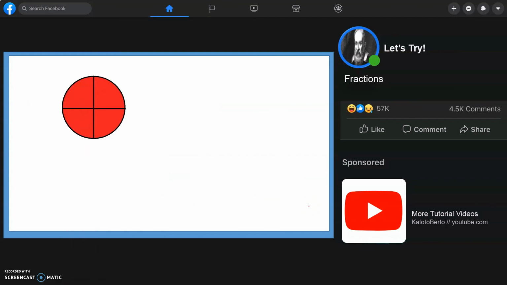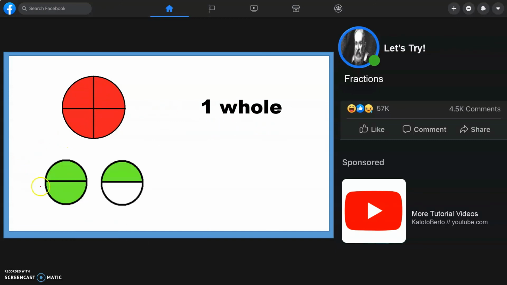Next. So we have 4 parts here and all parts are shaded. Automatically that is 1 whole. While this one, we have 2 parts. All parts are shaded. On the other side, we have 2 parts. Only 1 is shaded. So we have 1, 2, 3. 3 halves, or 1 whole and 1 half.